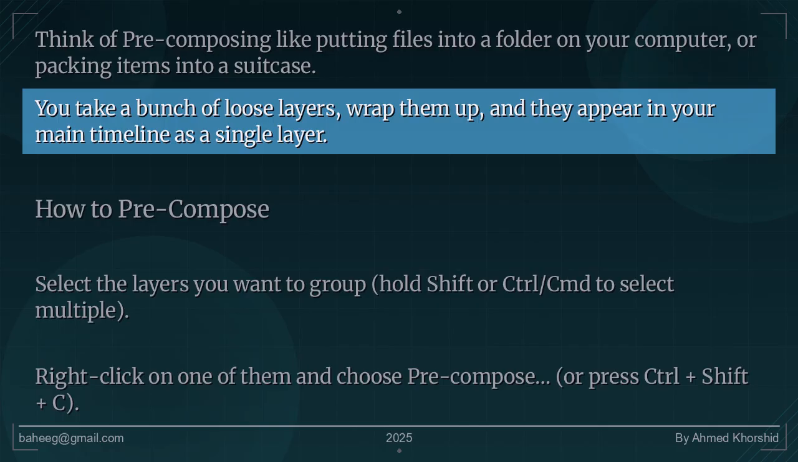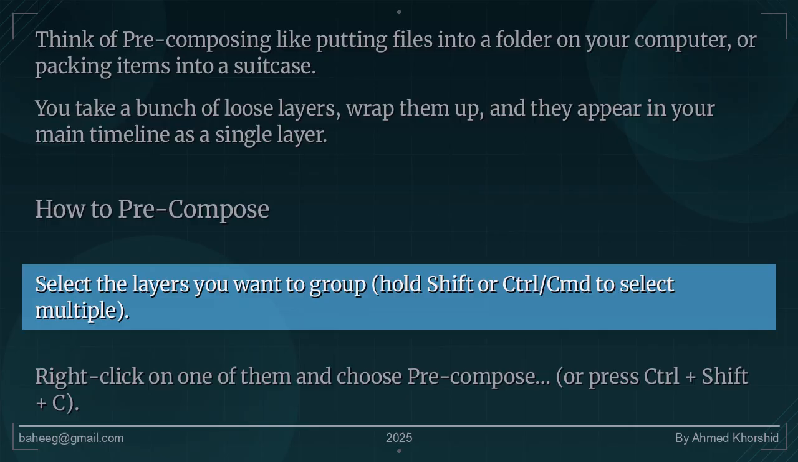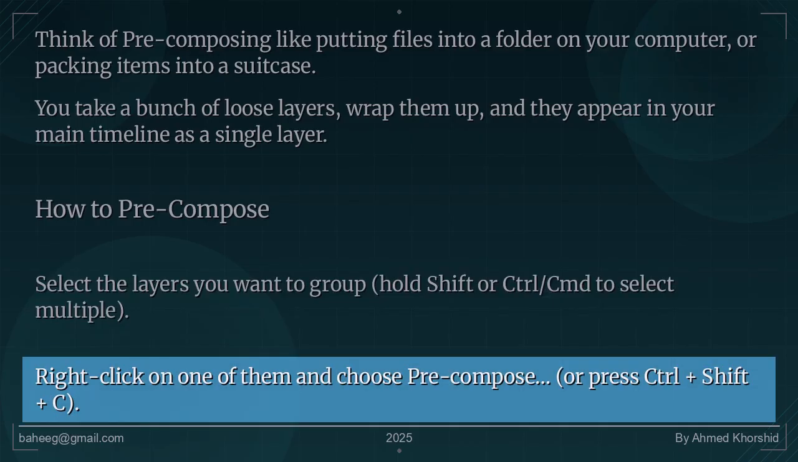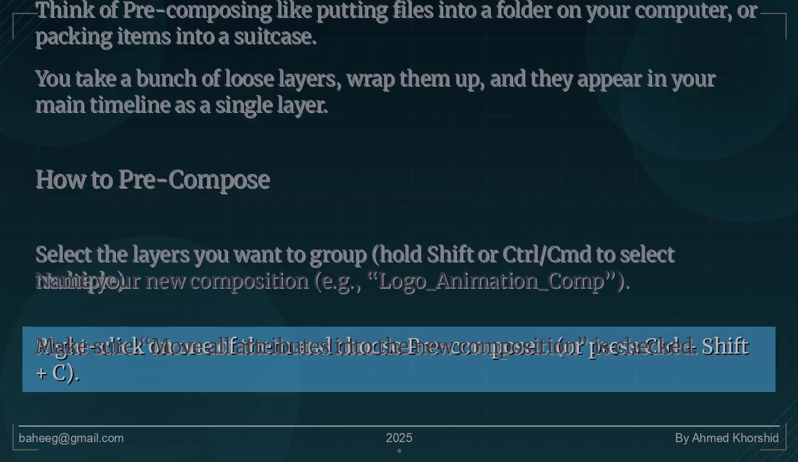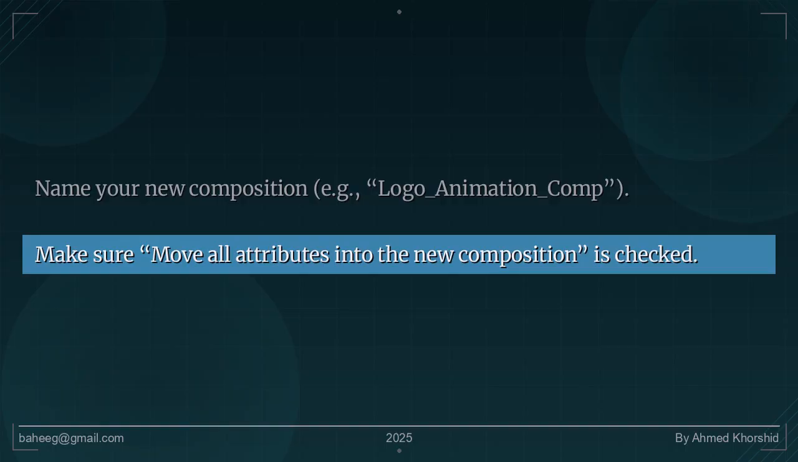You take a bunch of loose layers, wrap them up, and they appear in your main timeline as a single layer. How to precompose? Select the layers you want to group, hold Shift or Ctrl/Cmd to select multiple. Right-click on one of them and choose Precompose. Or press Ctrl+Shift+C. Name your new composition, e.g., logo_animation_comp. Make sure Move All Attributes into the new composition is checked.